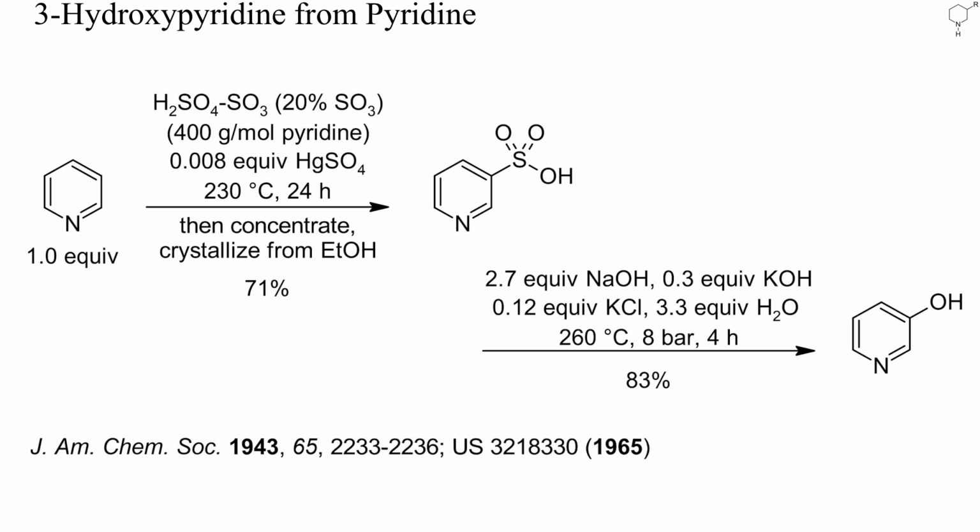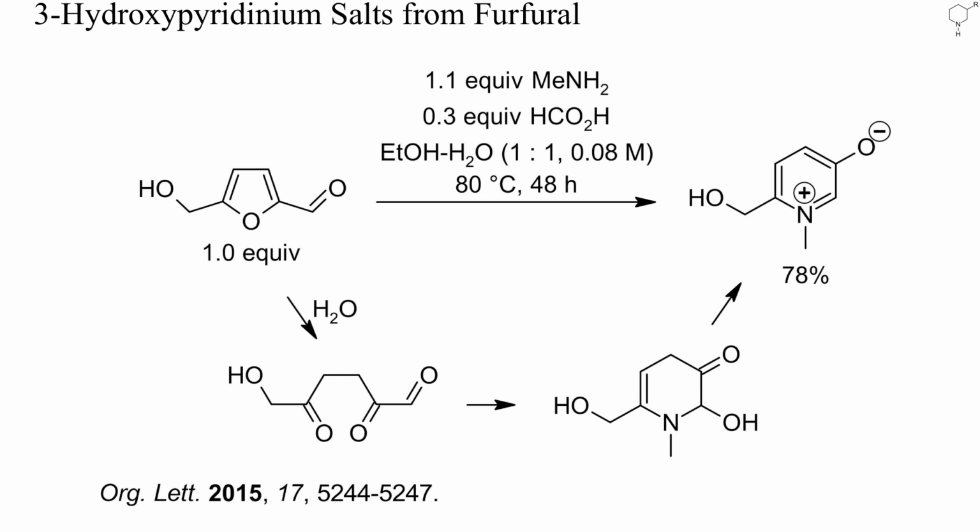Let's check some specific examples. This here is a somewhat painful preparation of 3-hydroxypyridine by sulfonylation of pyridine with oleum followed by nucleophilic substitution with caustic. Much easier is the conversion of furfural into 3-hydroxypyridines. Many variations of this transformation have been reported.